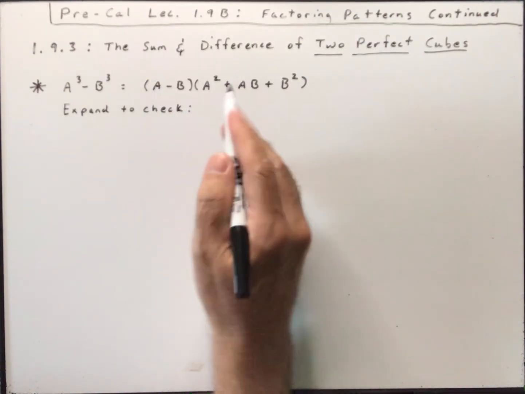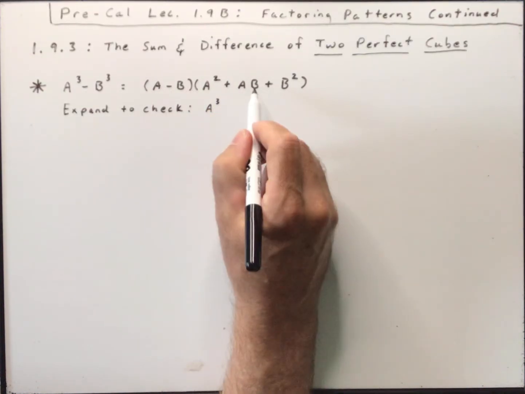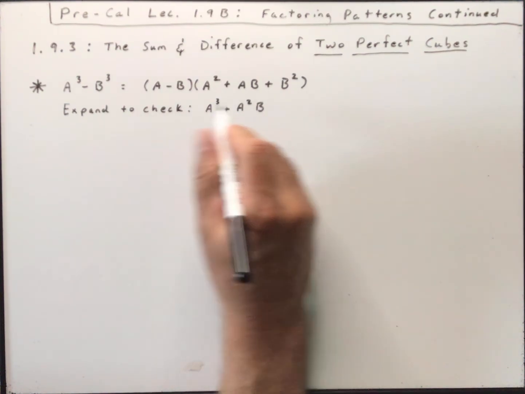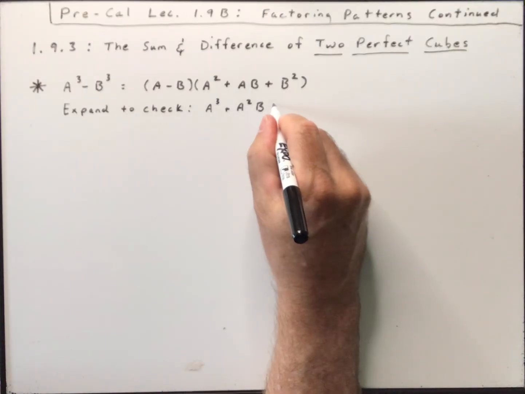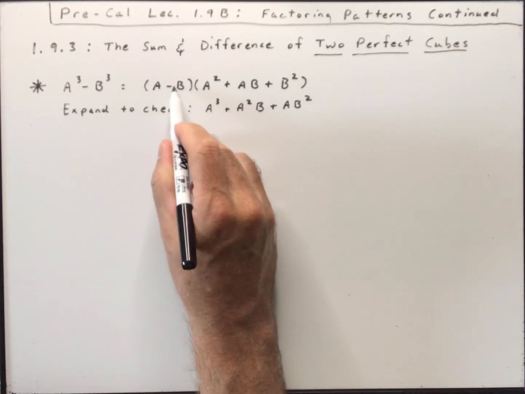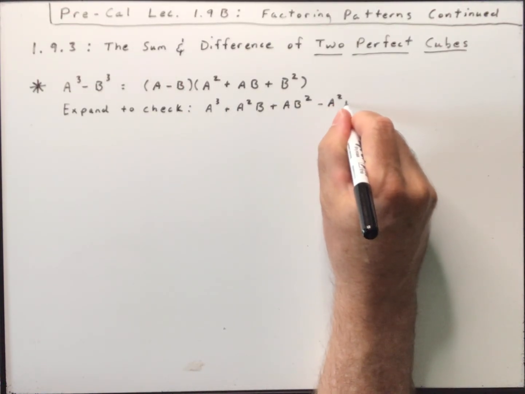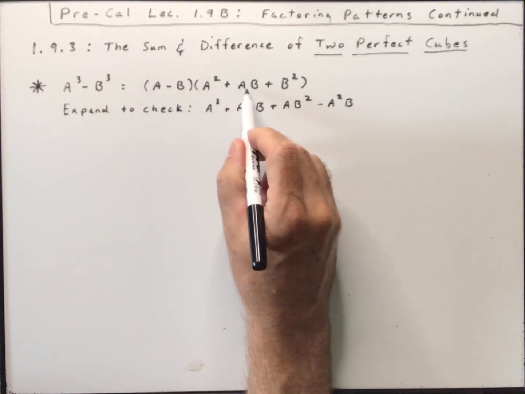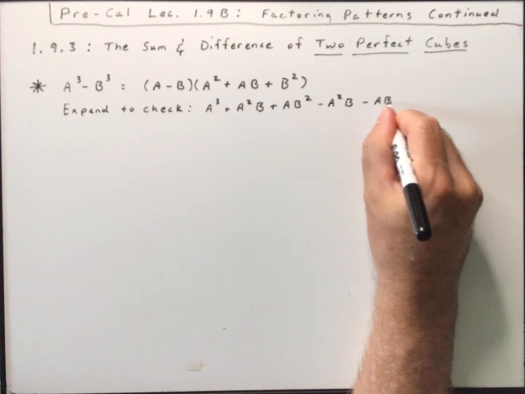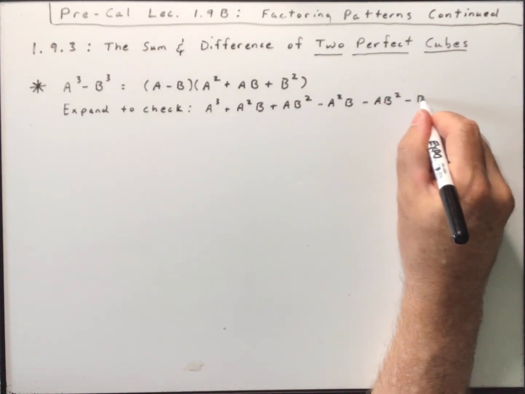So we have a times a squared is a cubed. Then a times ab would be plus a squared b. And then a times b squared would be plus ab squared. Then we have negative b times a squared would be minus a squared b. Then negative b times ab would be minus ab squared. And then negative b times b squared would be minus b cubed.